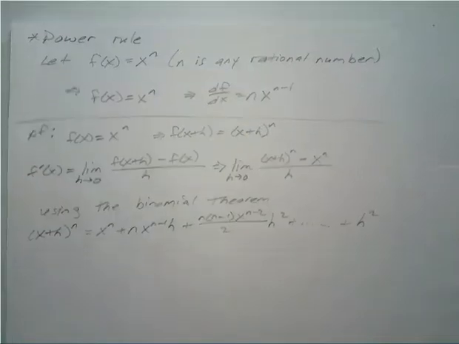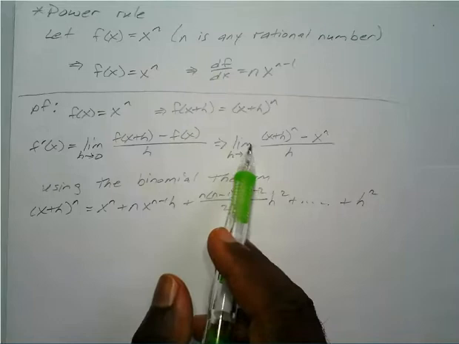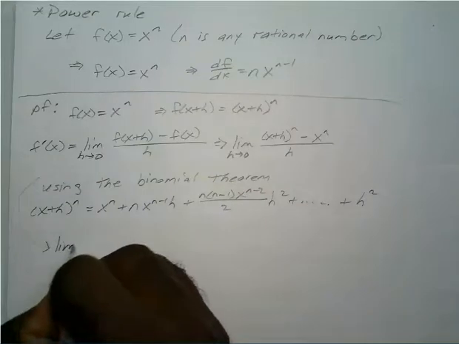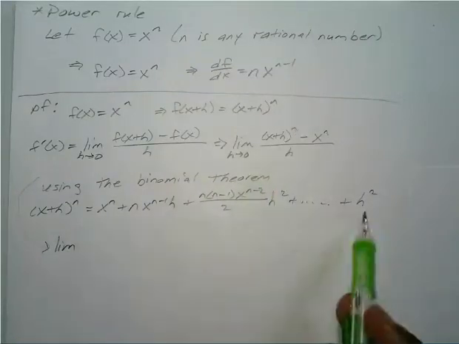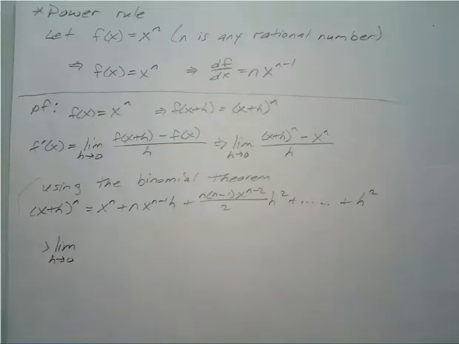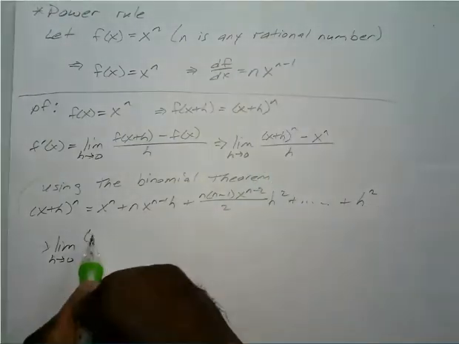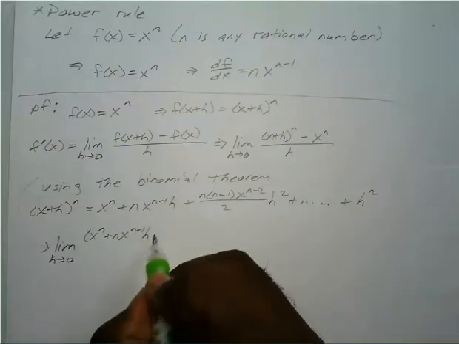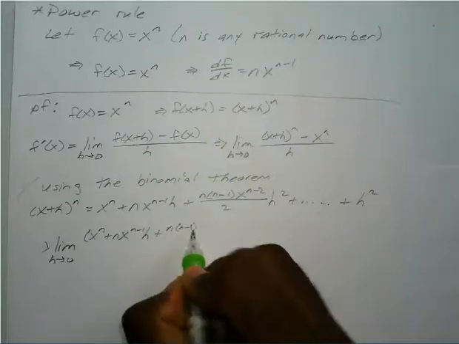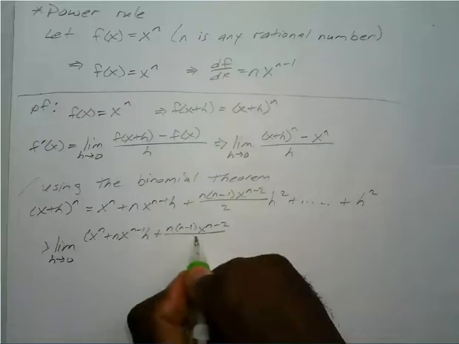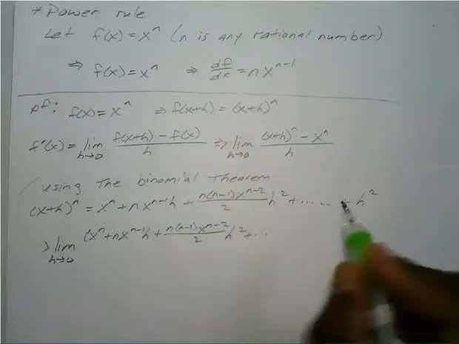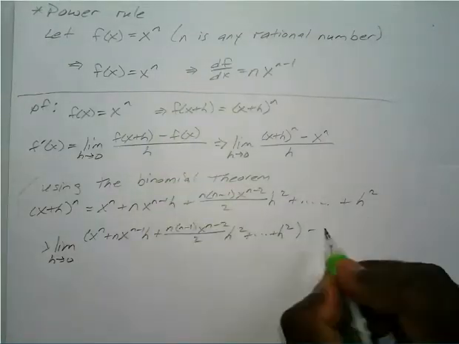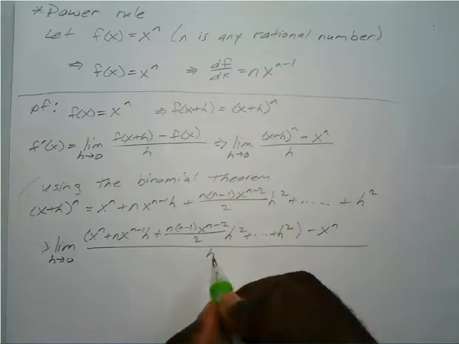Alright, now go ahead and continue from this up here. We're going to replace our (x plus h) to the power of n with our expanded version. As h approaches 0, (x plus h) to the n is x to the n plus n x to the n minus 1 times h plus n times n minus 1 times x to the n minus 2 over 2 times h squared, plus all the way to h to the n, minus your f of x, which is x to the n, all over h.